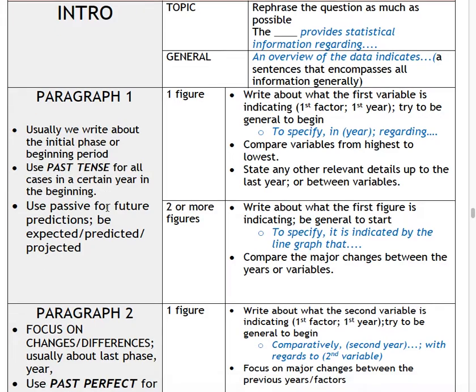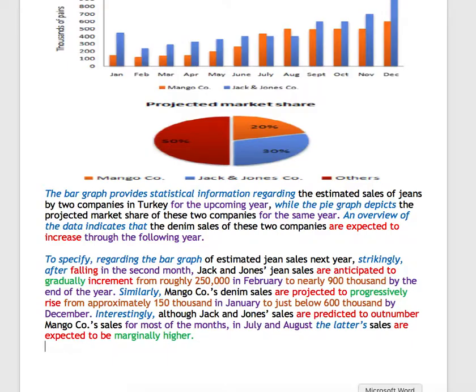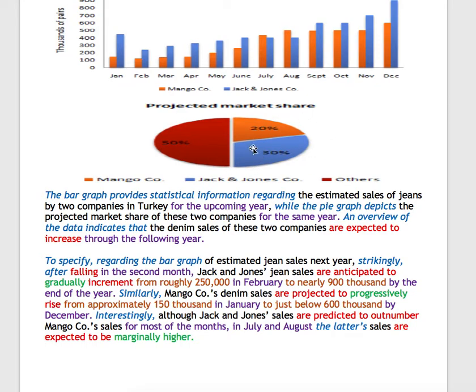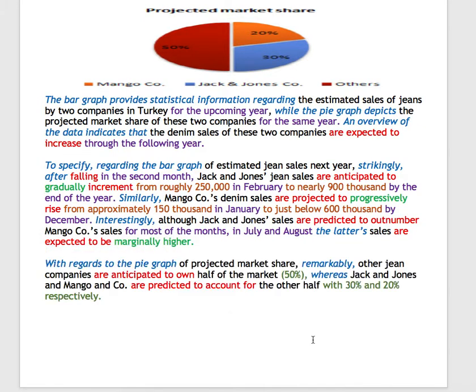Now, obviously, we need to get to our second paragraph, which is the next figure. Like I told you, when we have two figures, it's very straightforward what we need to do. Now we need to talk about the projected market share. It's short and sweet here because it's just one. How short is it? Well, it's only one sentence. See? Wow.